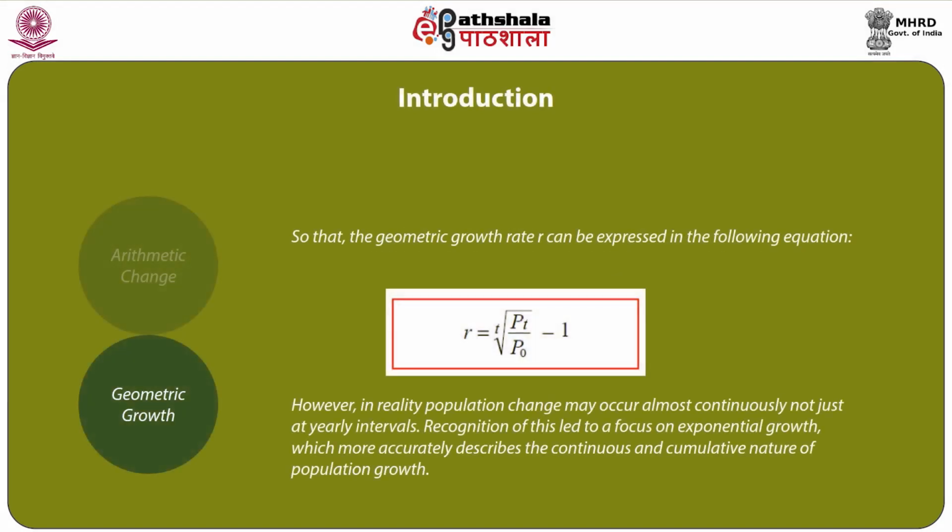So the geometric growth rate R can be expressed in the following equation: R is equal to the T-th root of Pt by P naught, minus 1.